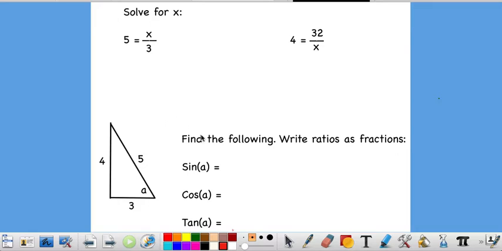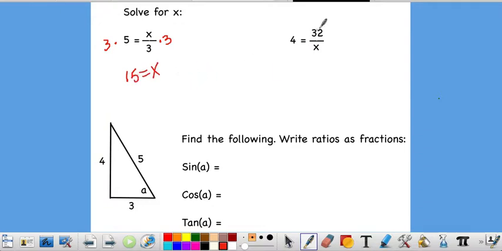So in this video, we're finally going to see some applications of using trigonometry to our advantage. To introduce this idea, I'm going to take a couple old skills and then we're going to combine them to our new skill. So if we want to solve this equation for x, we know we have 5 equals x over 3. To undo dividing, we multiply.